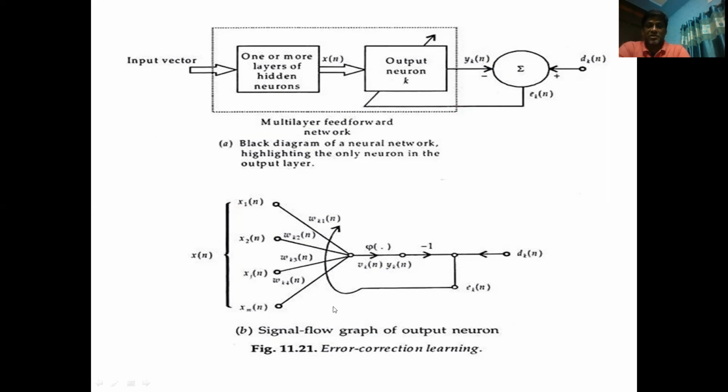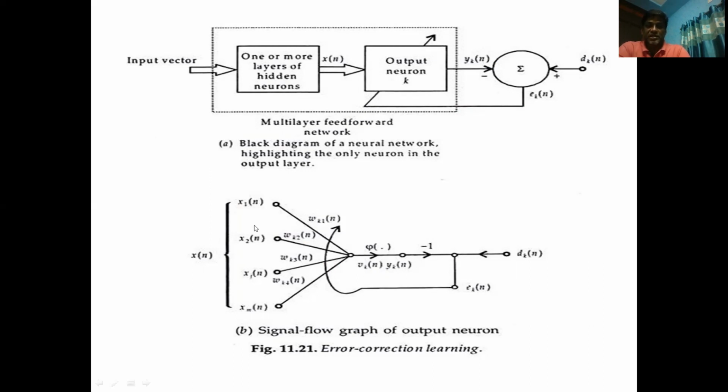This is the signal flow graph. You need to remember the signal flow graph of the output neuron. It's important to draw this diagram compulsorily. It also shows the same concept. Yk of n is the output calculated from the neuron, and the desired response dk of n is connected to this neuron. Ek of n is calculated as the difference between Yk of n and dk of n, and this Ek of n is propagated back to adjust the synaptic weights connecting the neuron. So that's what the signal flow graph is showing.